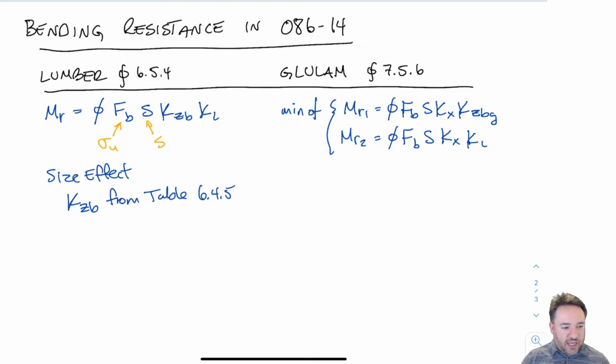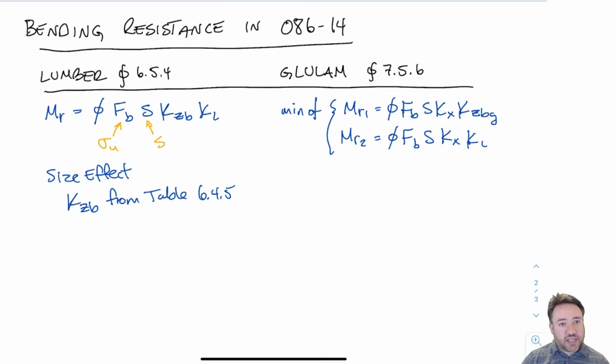So for now, our Kx is always going to equal 1, because we're going to assume that there's no curvature to our beam and we're just talking about straight beams. But here's where the big change is. One of these equations has KZBG but no KL, and the other equation has KL but no KZBG. Why is that? It's because one of these effects in glulam, the size effect, is not the same as the size effect for lumber.